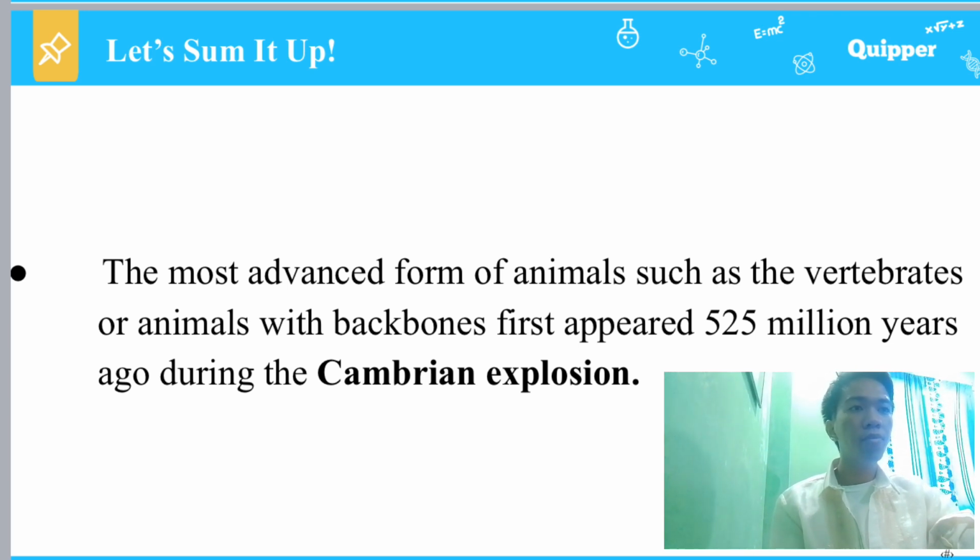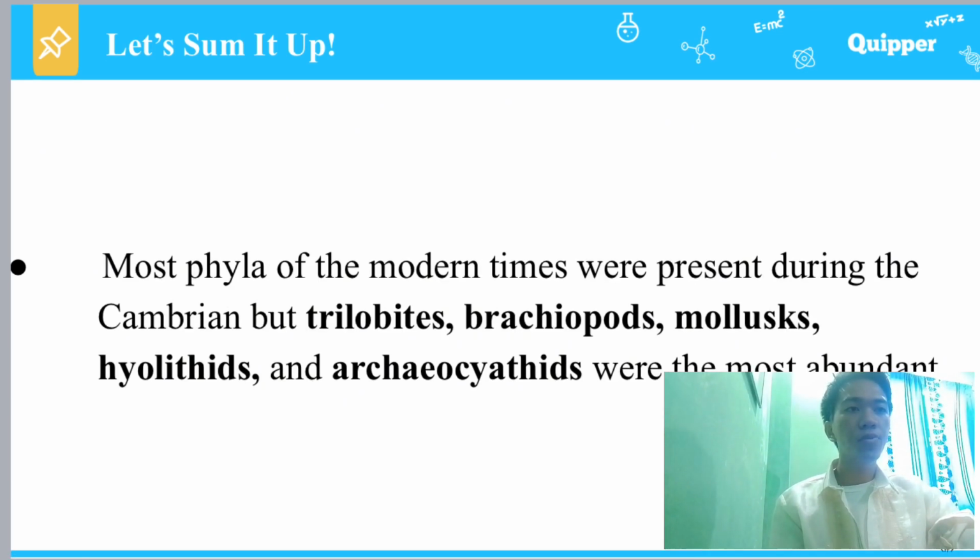During the Cambrian period, most phyla of modern times were present, but trilobites, brachiopods, mollusks, hyolithids, and archaeocyatids were among the most abundant. These groups of organisms thrived in the ancient oceans, exhibiting a wide range of morphological diversity and ecological adaptation. Trilobites in particular were highly successful and dominant marine arthropods, serving as important index fossils for dating Cambrian rock layers and providing valuable insight into ancient marine ecosystems.